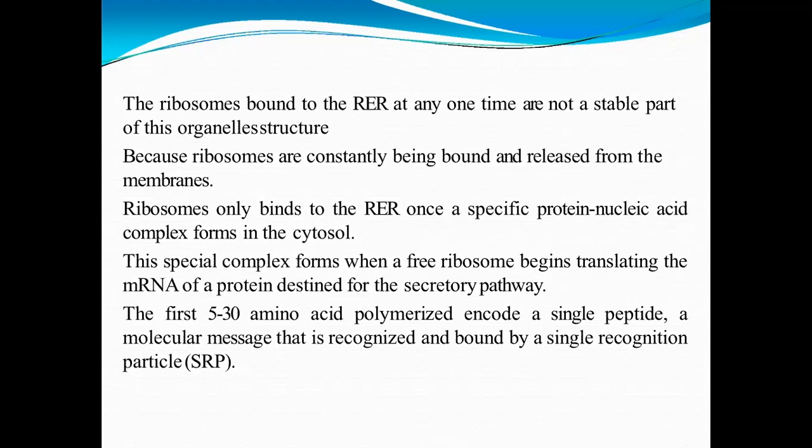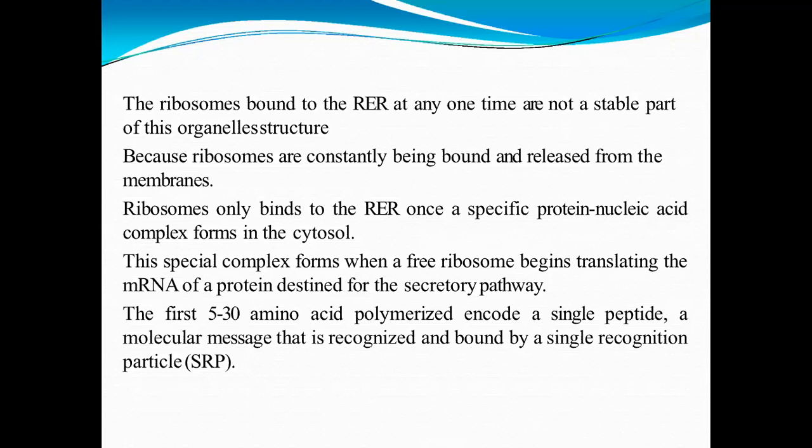The first 5 to 30 amino acids polymerized encode a signal peptide. That specific peptide gives a specific molecular message that is recognized and bound by a signal recognition particle, that is SRP. So in easy words, the attachment and detachment of ribosomes with the rough endoplasmic reticulum depends on a specific protein nucleic acid complex forming in the cytosol.